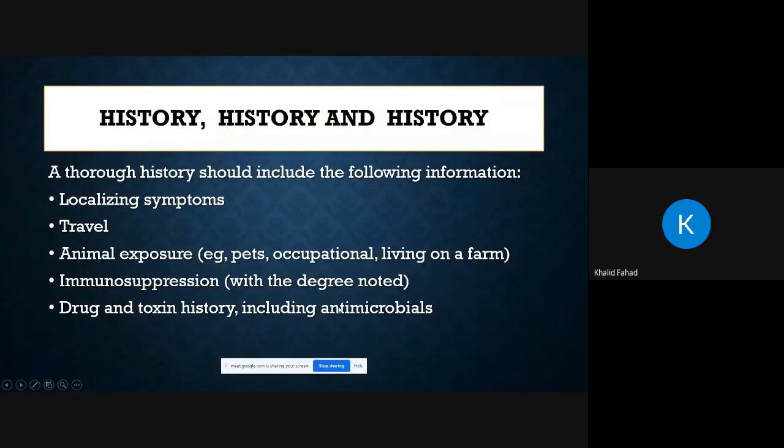So for the thorough history, you should evaluate the localizing symptoms by evaluating the systematic review. We have in the history the systematic review: the cardiovascular, the respiratory, the GIT, the genitourinary, the musculoskeletal. So the patient presented with fever of unknown origin, you have to review the systematic review in order to obtain a potentially diagnostic symptom, to go through this symptom and analyze it well.